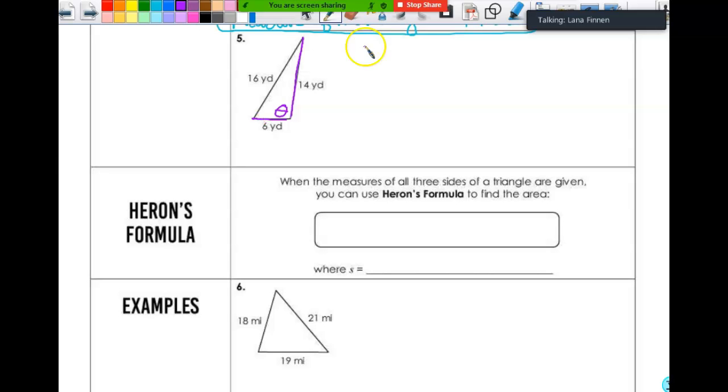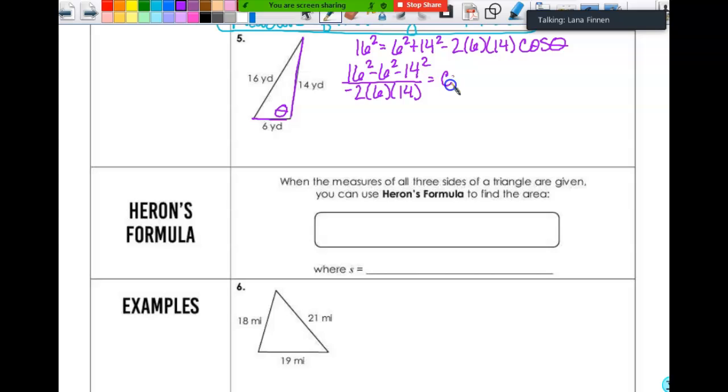Cosines, good. So I'm going to have 16 squared equals 6 squared plus 14 squared minus 2 times 6 times 14 times the cosine of theta. So that would give me 16 squared minus 6 squared minus 14 squared over negative 2 times 6 times 14 equals the cosine of theta. And then, of course, I need the cosine inverse of that. Whether or not you write that down, that's totally up to you.